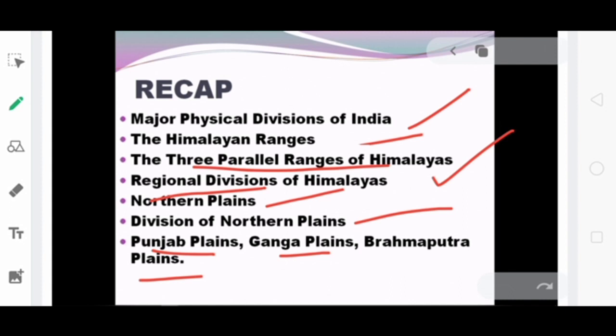Punjab plains are formed as a result of the Indus and its tributaries. The Ganga plains are formed by the Ganga and its tributaries. And the Brahmaputra plains comprise the Brahmaputra and its tributaries. These are the things that we discussed in the last class.